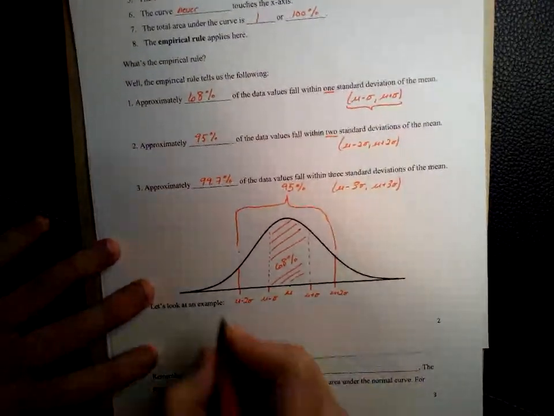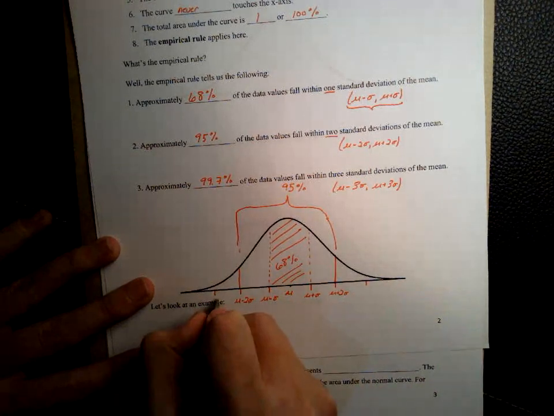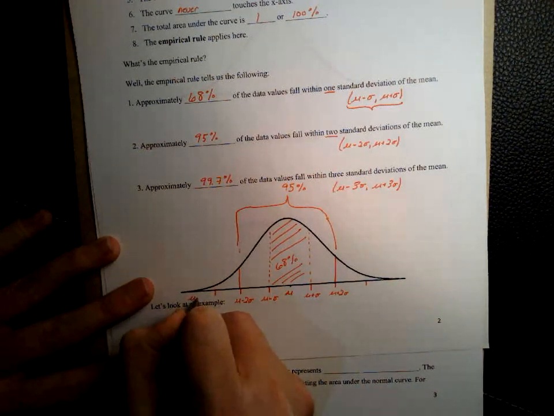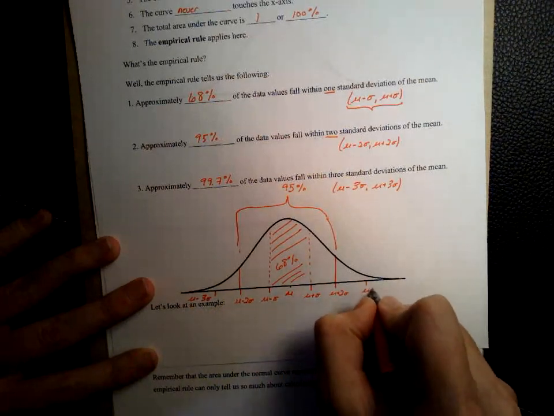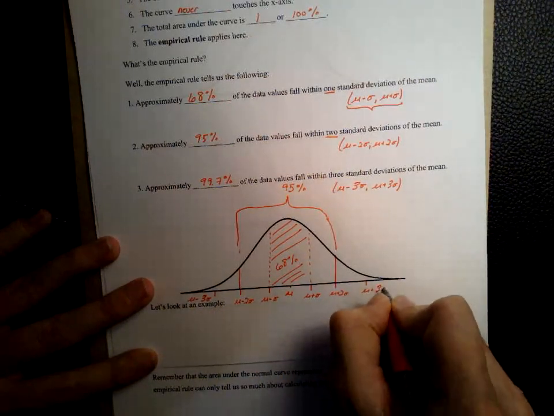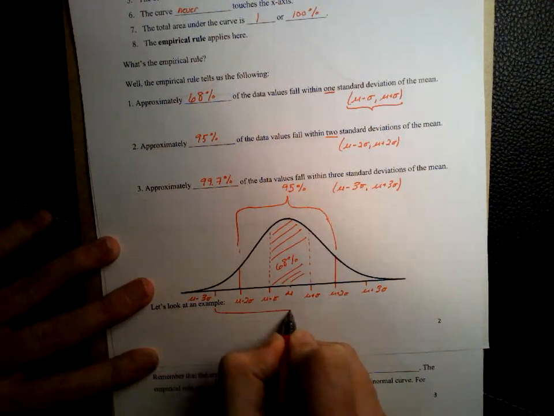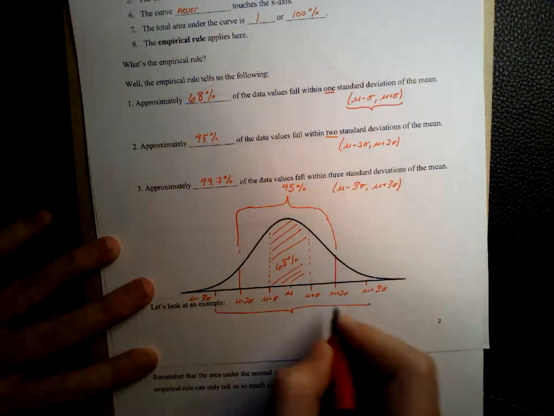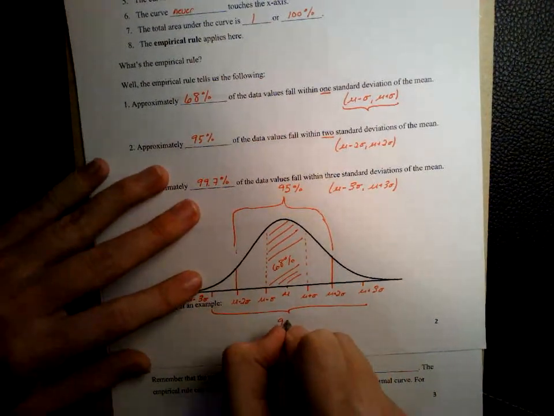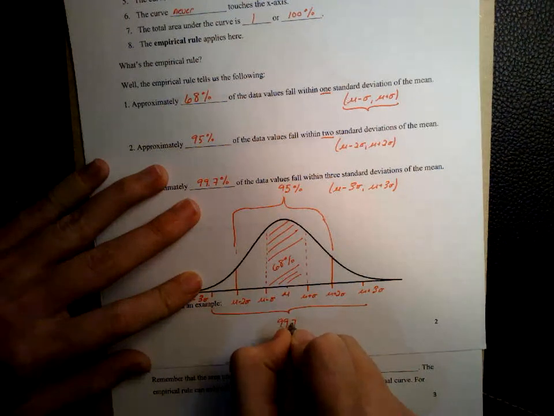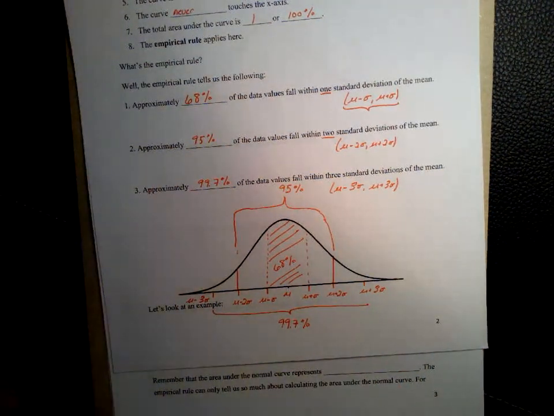And the final one, if I go out another standard deviation on both sides, this would be mu minus 3 sigma, which is this one right here, and mu plus 3 sigma is this one right here. And the total area in between these two is 99.7%. That's just what the empirical rule states.